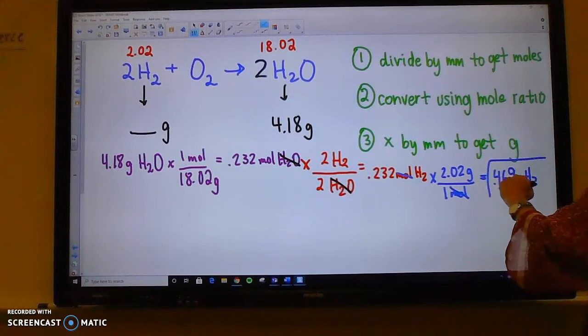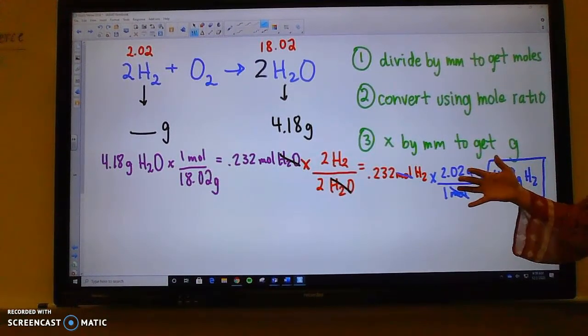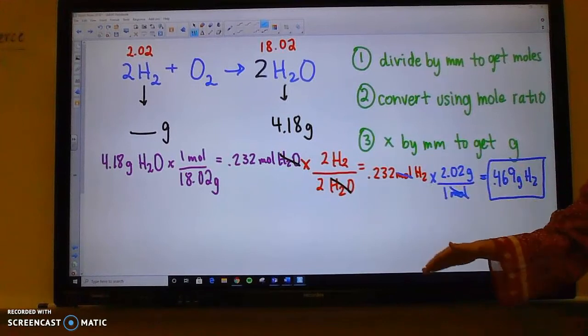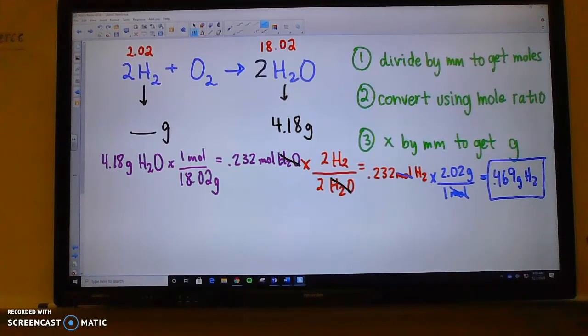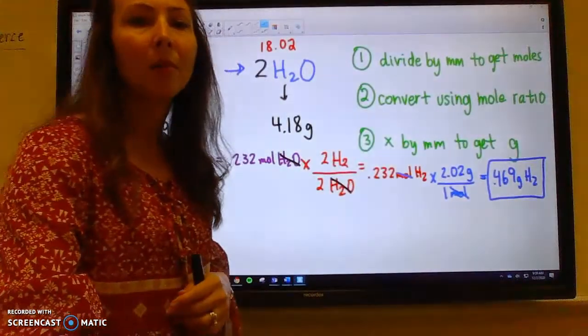If you did round along the way, that's fine if your answer is slightly different than mine. I just kept everything in my calculator and didn't round until the very end. So with that being said, this is our final answer. There are 3 steps to carry out. You can write it on different lines. I just didn't want to take up that much space. And that is a 3-step mass-to-mass stoichiometry problem.